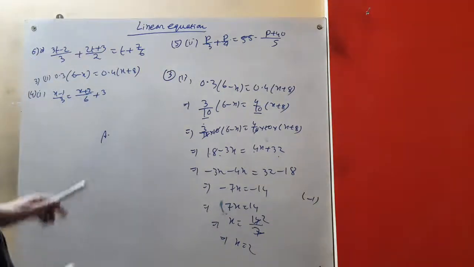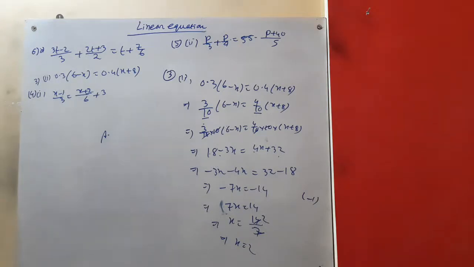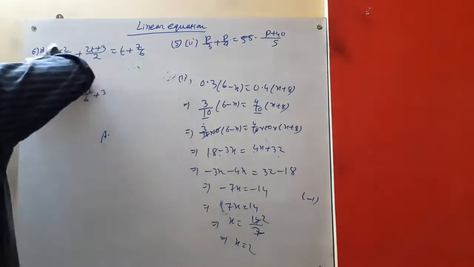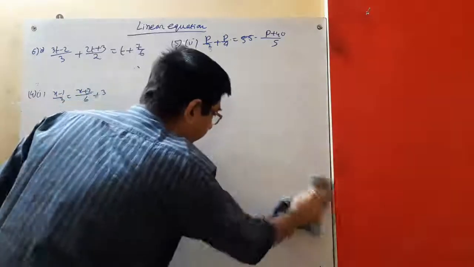Now we go to the next one. We will go to 4 part 1. 4 part 1 is very, very important. This one is finished. Okay. Now 4 part 1. How to do 4 part 1?